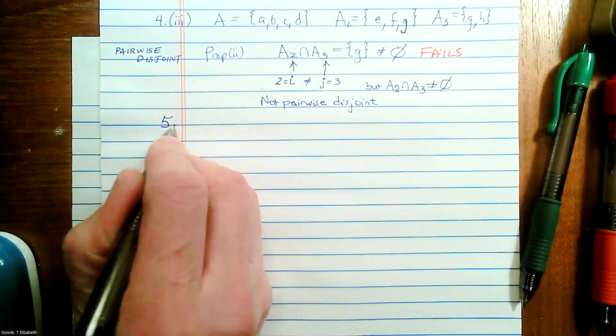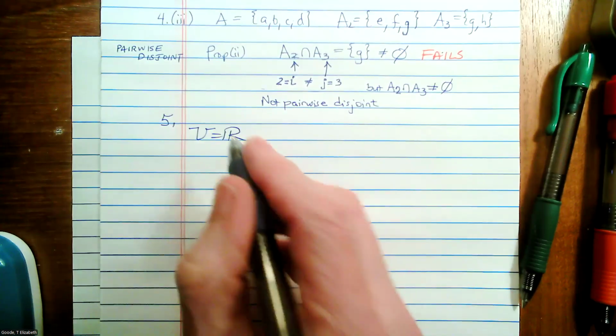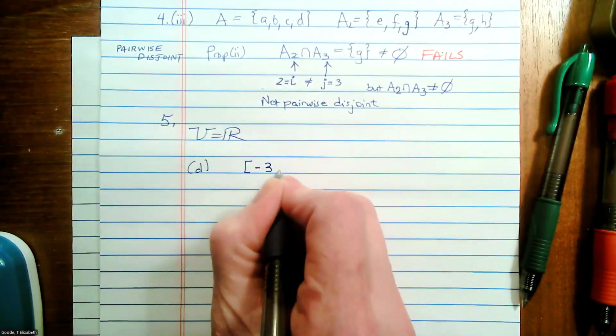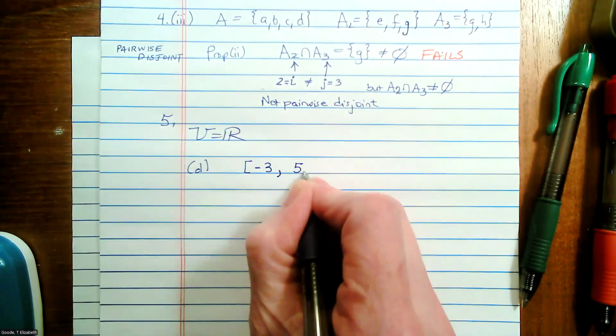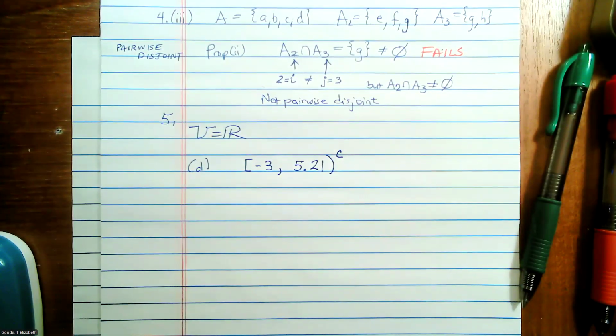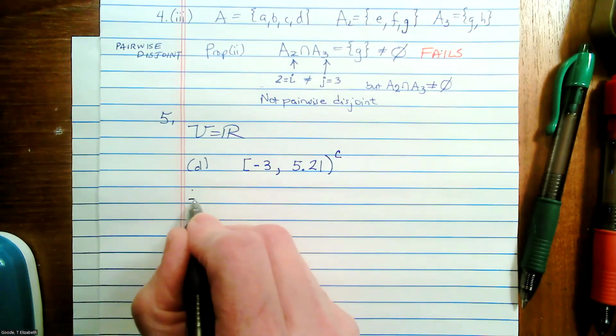Okay, so our universe is the real line, okay? And D asks us to find the complement of the interval from square bracket -3, comma, 5.21, soft bracket. You know the reason I use those funky numbers? Because if I just used integers or whatever, then students started getting the idea that the real numbers are only integers. So let's draw a number line.